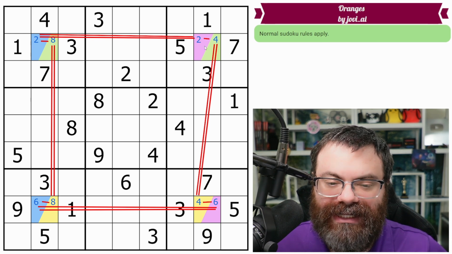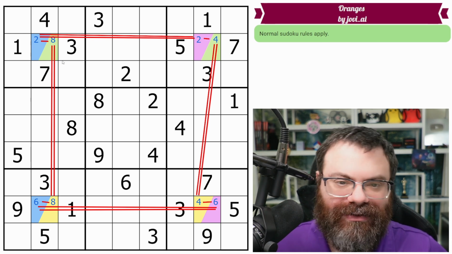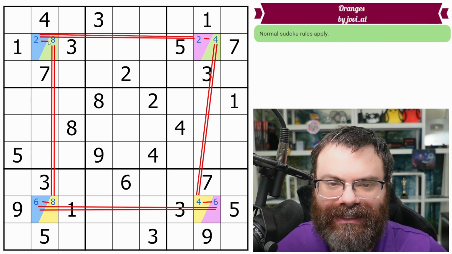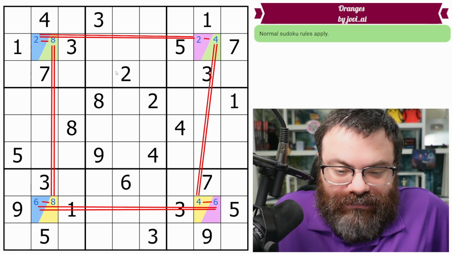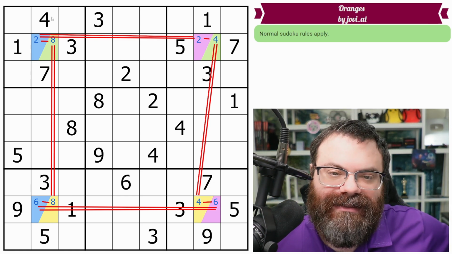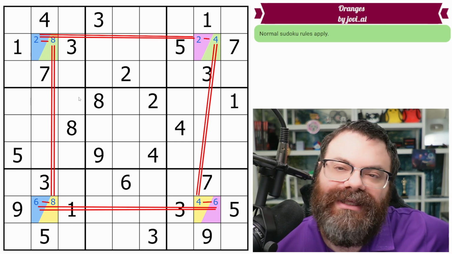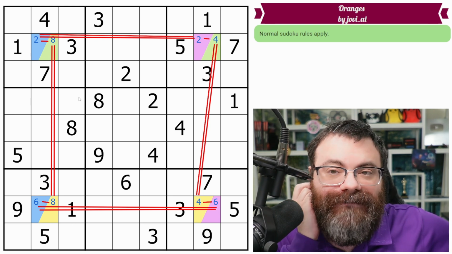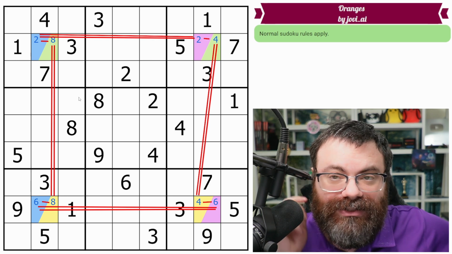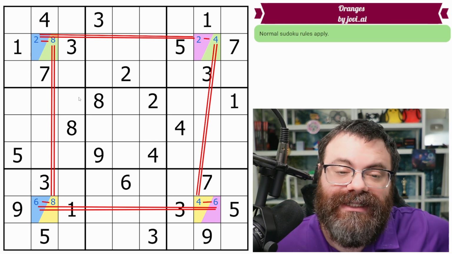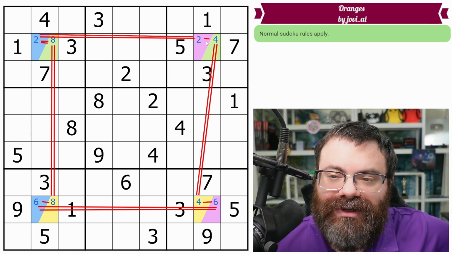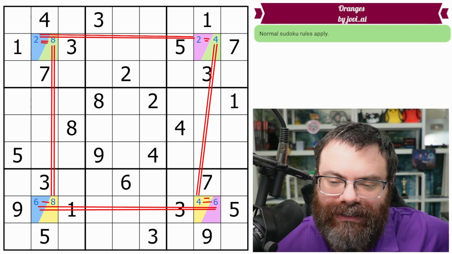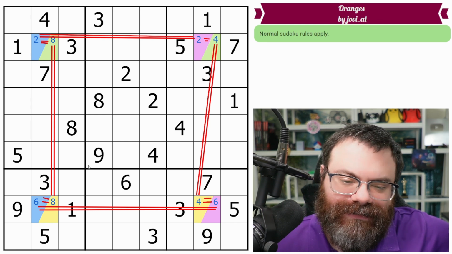We have an alternating inference chain that loops back around to the start, and it starts with a strong link and ends with a weak link. That's called a continuous nice loop also. It's a generic pattern that you can find. If you can find anything where you loop back to the start and end with a weak link, that is a continuous nice loop. The effect of the continuous nice loop, do you remember? If not, or if you haven't seen this before, the effect is all of the weak links become strong links, which then has an effect.